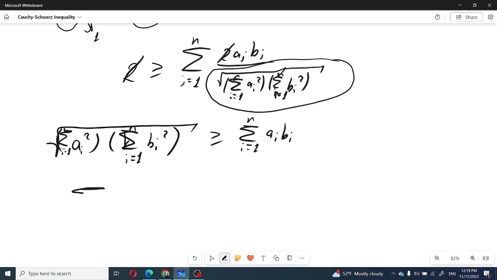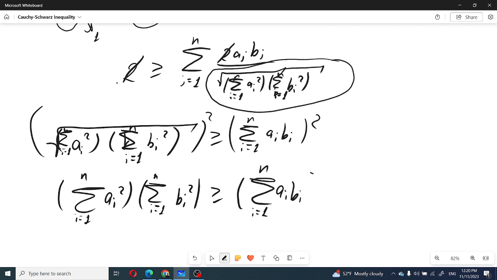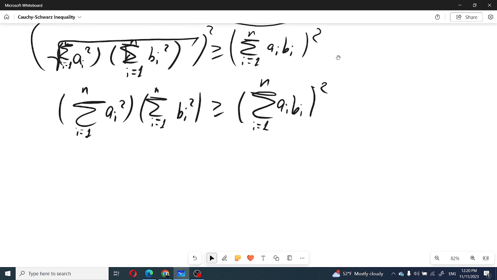So we get that if we square this one and this one also, the sum of the ai squares times the sum of the bi squares, i equals from 1 to n, must be clearly more than the sum of ai times bi from 1 to n, squared. And so we have proved it by using the arithmetic mean and geometric mean. And the last proof is by using vectors.